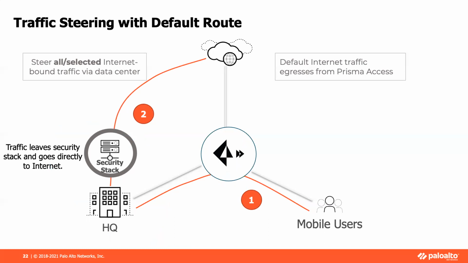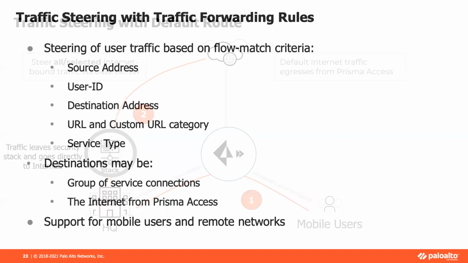Or maybe it's specific applications. Maybe for specific traffic that might have personally identifiable information or something like that, I want that to go through my security stack back at my data center where, maybe, I have a DLP solution. Maybe I'm not going to use the DLP solution within Prisma Access. And different scenarios like that.